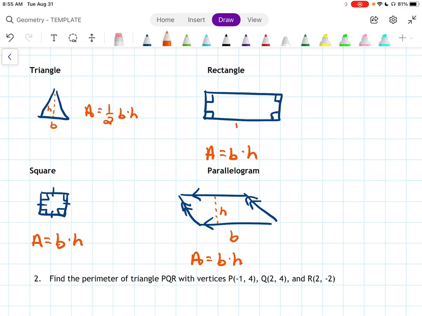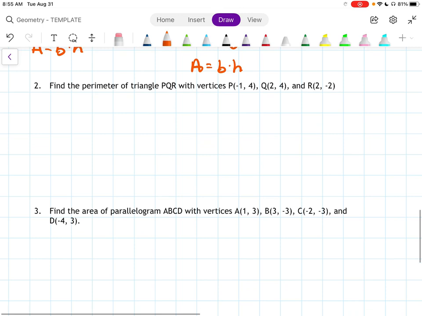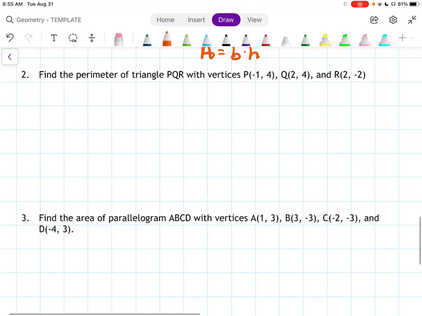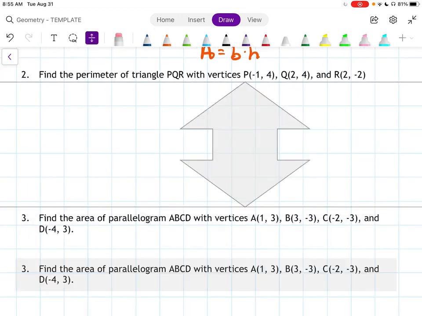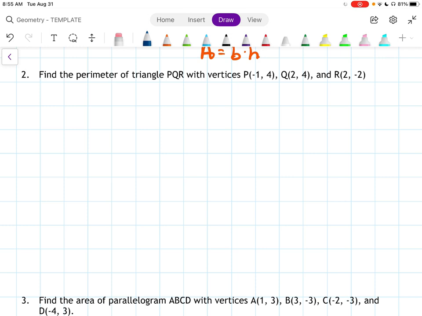Both base times height, we have base and height. All right, let's look at number 2. Find the perimeter of triangle PQR with vertices P, Q, and R listed there.